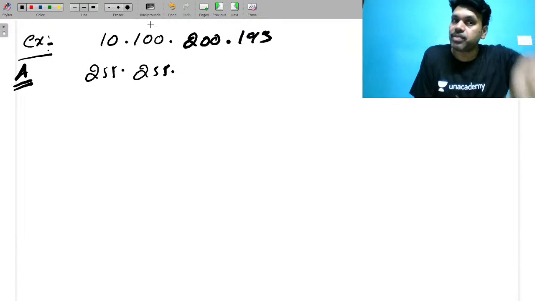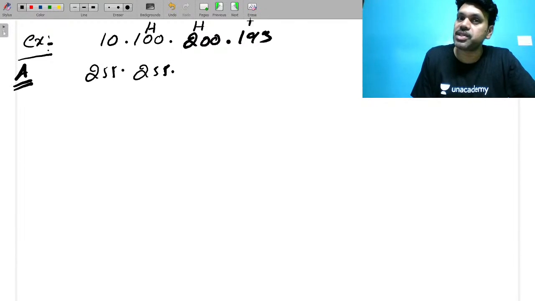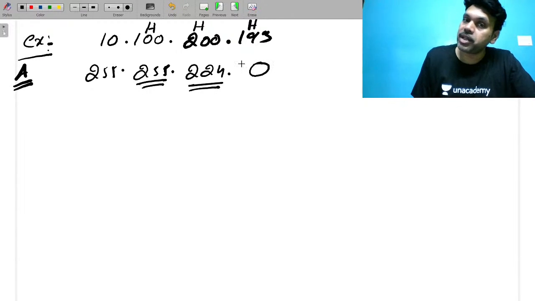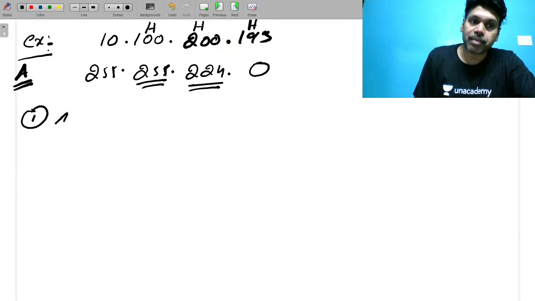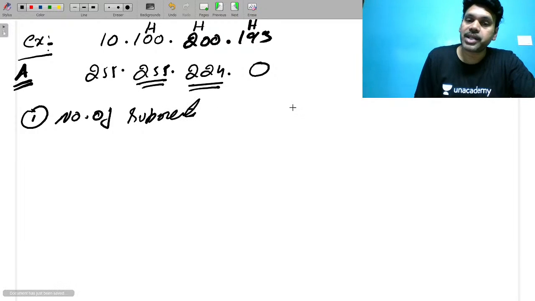When this octet is H and this is H, it is completely manipulated. Now I can manipulate here, but it is not completely manipulated. It should be 0. Don't forget that. So first question, number of subnets, and the second question, number of HIDs.